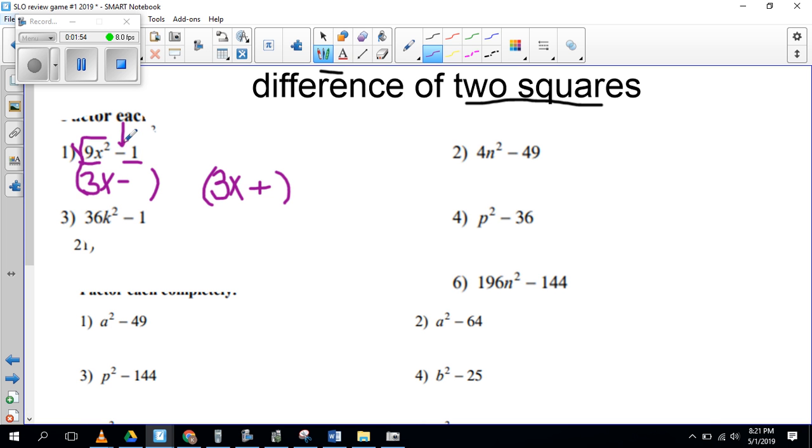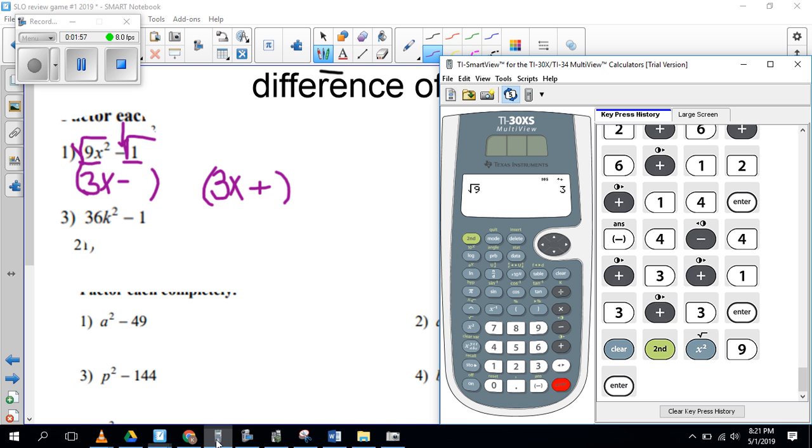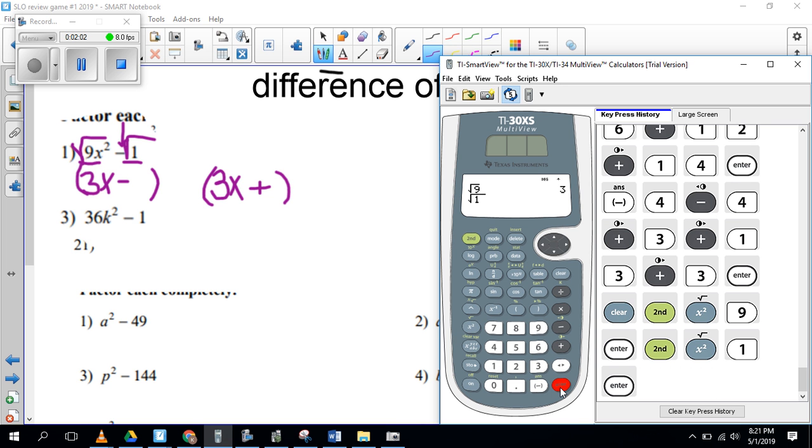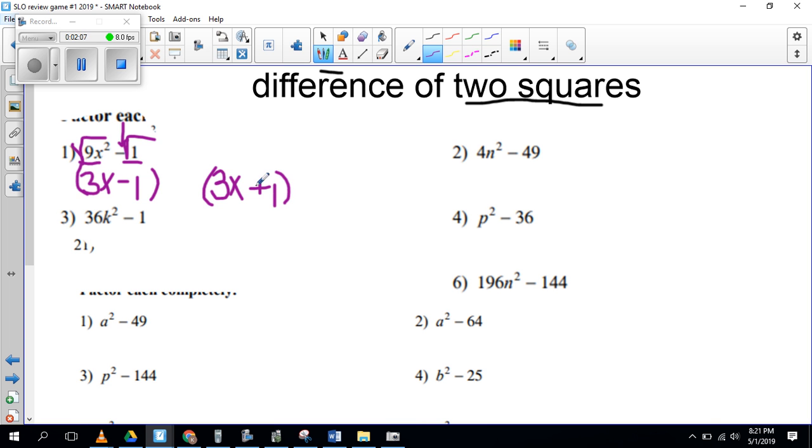In the last one, we're going to take the square root of the last number. So if we take the square root of 1, we get 1. So our answer would be 3x minus 1, 3x plus 1. All we did was take the square root of the first one and put it in the first spot of the first parentheses and the first spot of the second parentheses. Then one parentheses has a minus, one has a plus, and then you take the square root of the last number.